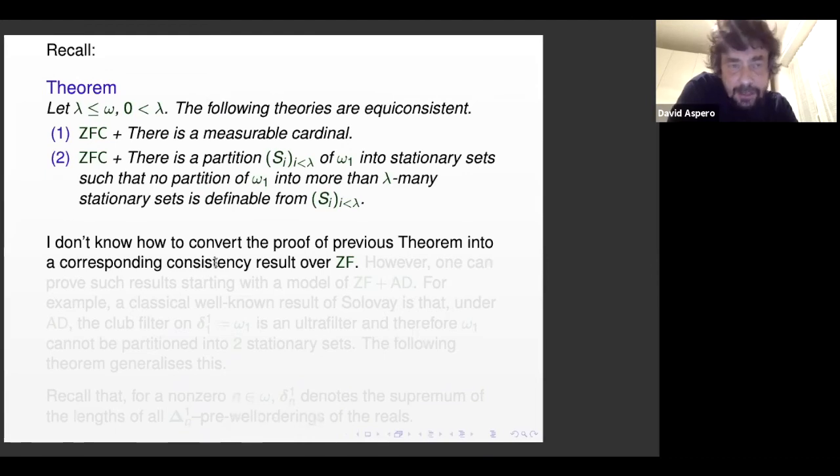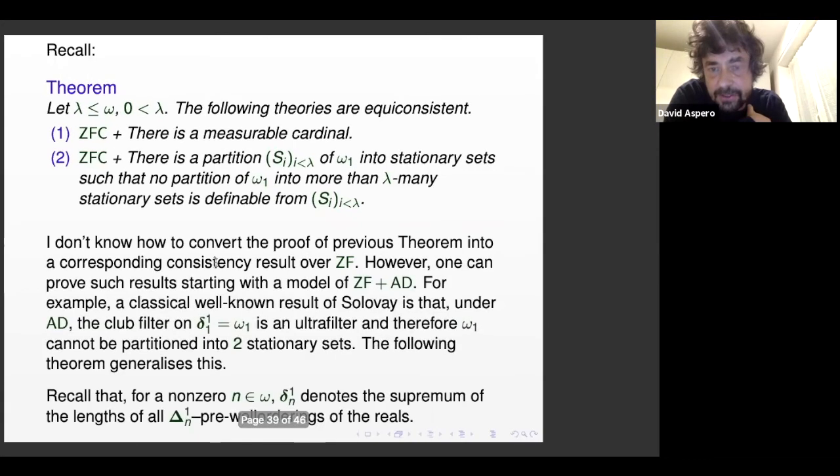Okay, so remember that I mentioned this result: if lambda is a non-zero cardinal, at most omega, then these theories are equiconsistent: ZFC and there's a measurable cardinal, or ZFC and there's a partition of omega 1 into lambda stationary sets, but no partition of omega 1 into more than lambda stationary sets definable from that first partition. Now, I don't know how to convert the proof of this theorem into a corresponding consistency result over ZF.